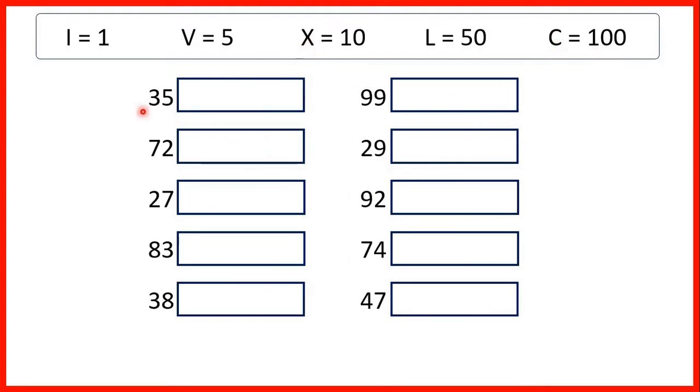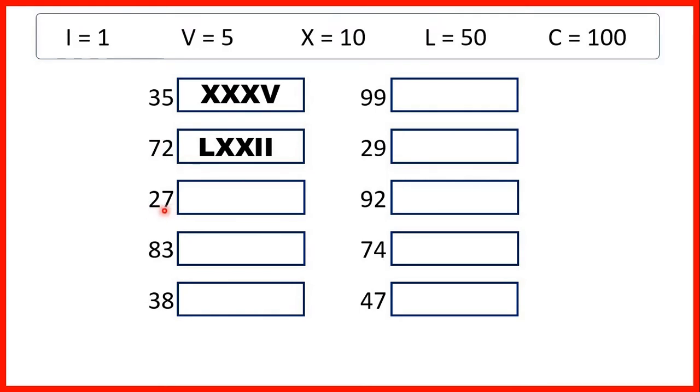So now let's write these numbers in Roman numerals. First, we have 35. So we can take each digit separately. This 3 in the tens stands for 30, so 3 tens is 3 X's. Then 5 is V. Now 72. To make 70, that's 50 and then 2 tens, so L and 2 X's. Then for 2, that's 2 ones or 2 I's.